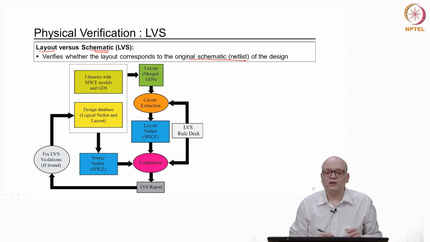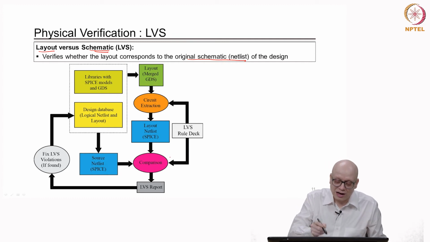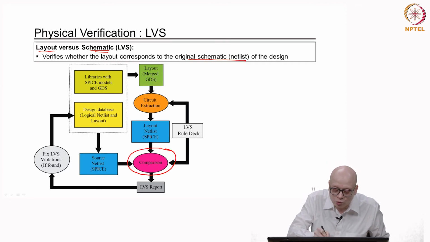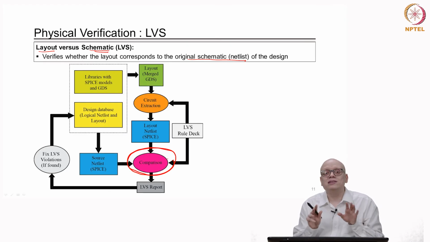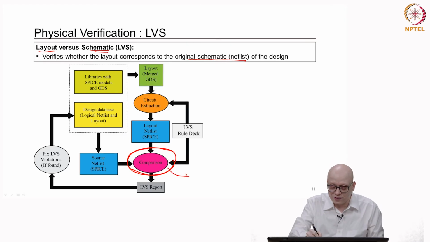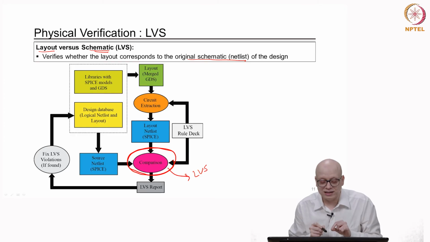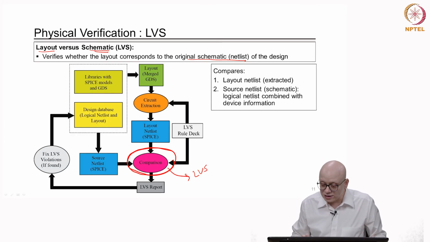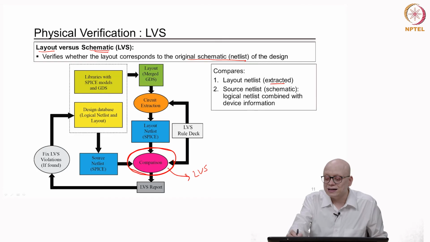Now, let us look into the framework of layout versus schematic check. This framework looks very complicated, but it is not that complicated. What layout versus schematic check is doing is a comparison of two entities. This is the basic task performed by LVS. It is comparing two netlists, and what are these two netlists? The first netlist is the extracted netlist, the layout netlist that we extracted.